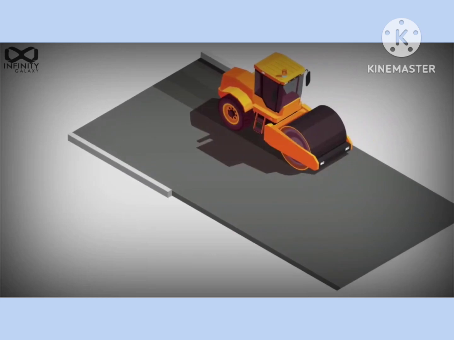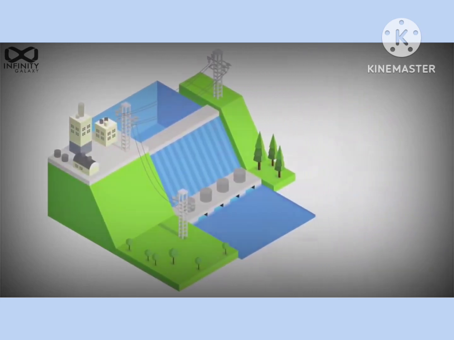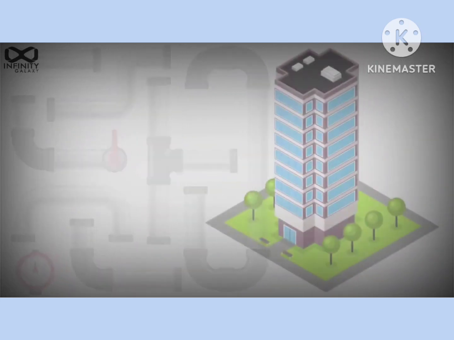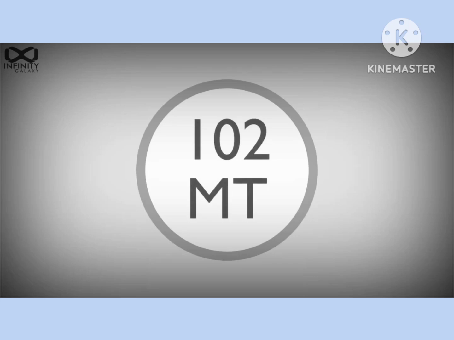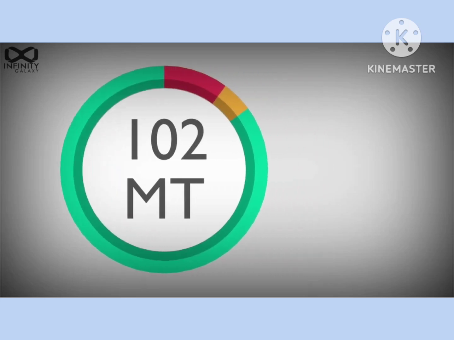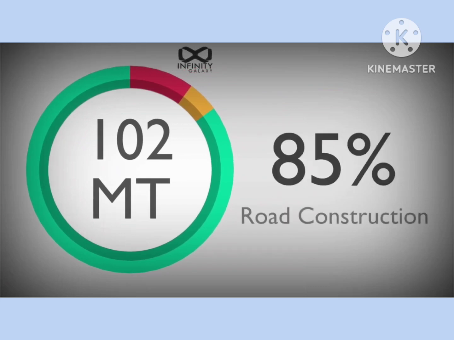We have always seen the bitumen applications around us. Interestingly, more than about 250 bitumen applications have been identified in the world. The world's bitumen consumption is estimated at 102 million tons per year, and around 85% of all the produced bitumen is used for road constructions.